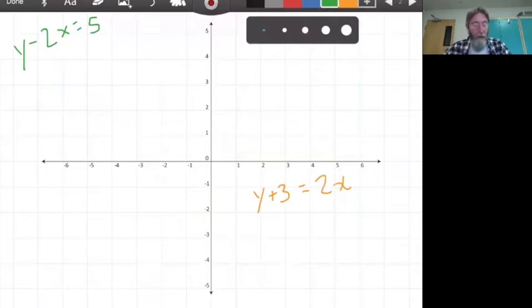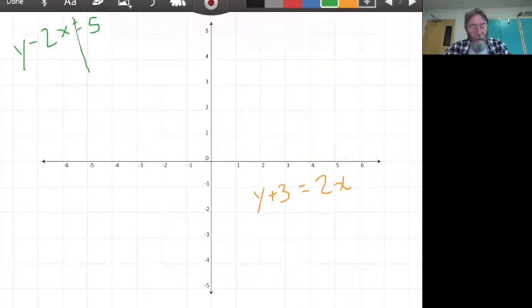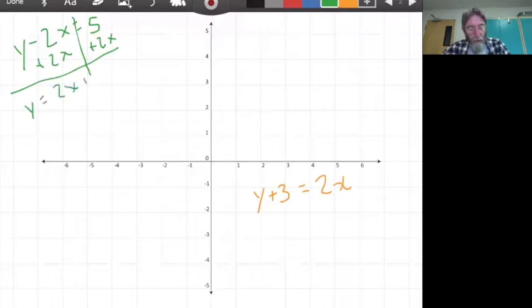Well, looking at our green equation here, clearly the y is not by itself, so we wanted to get the y by itself by adding 2x to both sides. So we add 2x to this side, we add it to both sides, and we're left with y equals 2x plus 5. Now, once we have that written, we can find our slope. It's 2 or 2 over 1. Our y-intercept is 5, and we can graph our line.